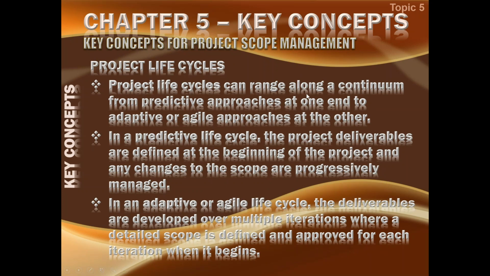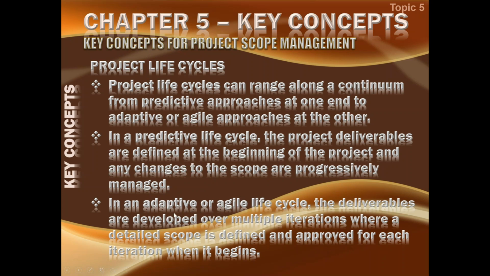Project life cycle can range along a continuum. We said predictive approaches on one side, and the other extreme could be adaptive or agile approaches. In a predictive life cycle, the project deliverables are defined at the beginning of the project. So when I am doing a waterfall model or a predictive life cycle, in which we are doing conventional project management, there we know what we have to create in the beginning, and we plan for that once and then keep improving on that. So we define in the beginning of the project, and any changes to the scope are then progressively elaborated. This is a normal way of working.